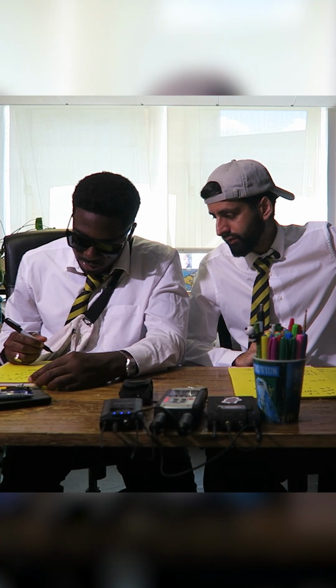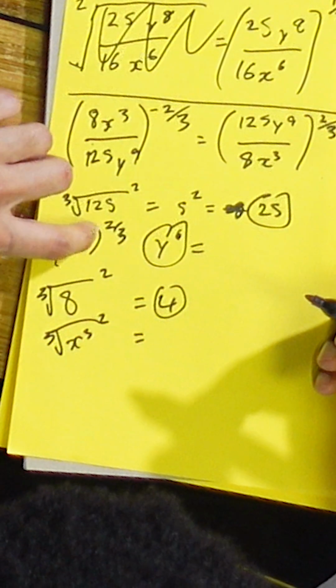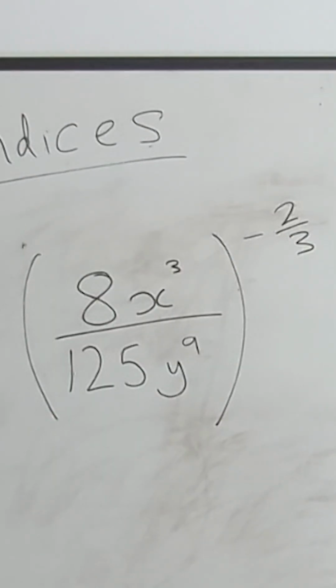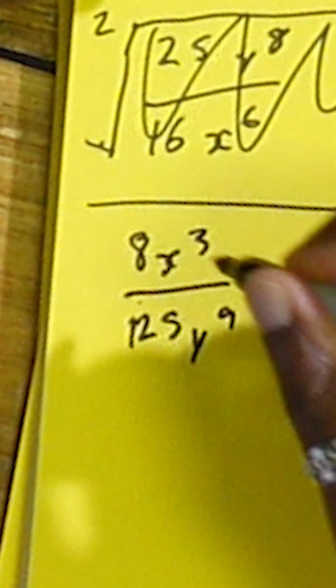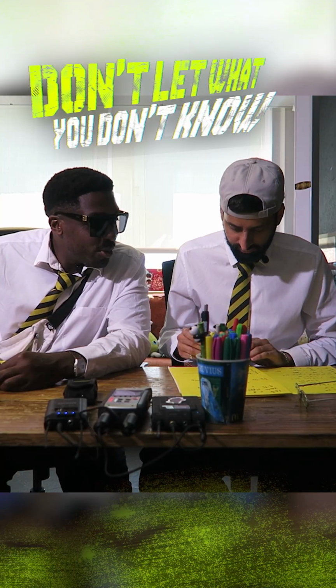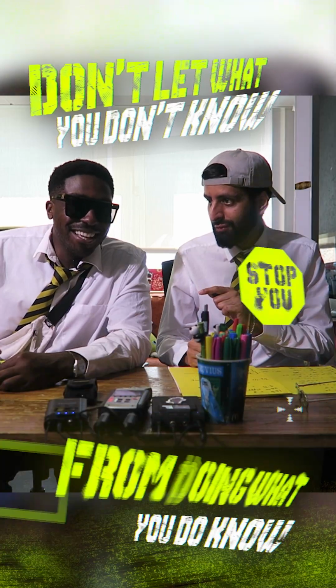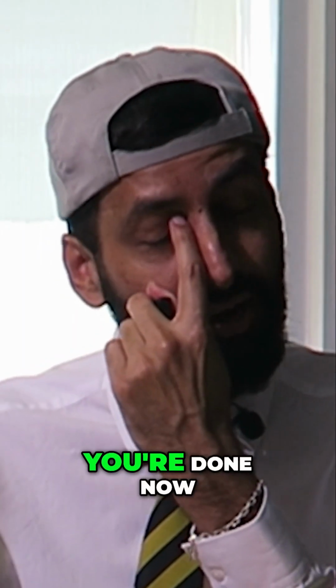So you do 3 divided by 3. Did I just mess that up? Yeah, you did, because you want to write it like this. 125 over 8 to the y to the 9. Right. Now, don't let what you don't know stop you from what you're doing. You're done now.